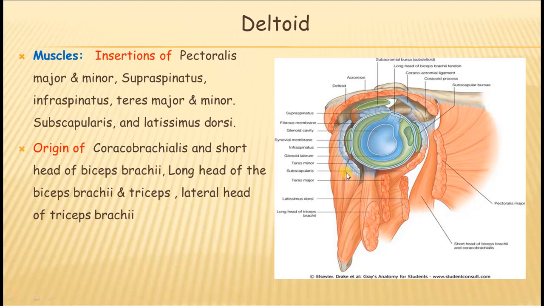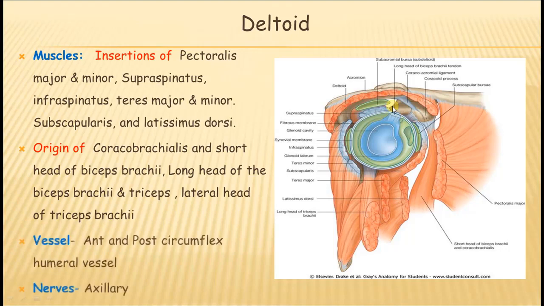Infraspinatus, teres minor, teres major, subscapularis, latissimus dorsi, short head of biceps, long head of triceps from infraglenoid tubercle; long head of biceps is not shown here. Okay. So these are the muscles which are under the cover of the deltoid muscle. So we have seen certain muscles, then bursa, then bones, and of course joint. The shoulder joint is very much under the cover of the deltoid muscle.